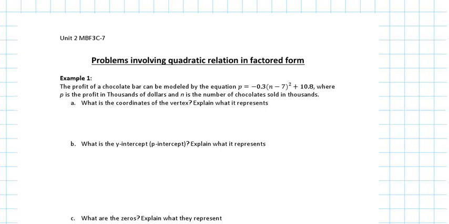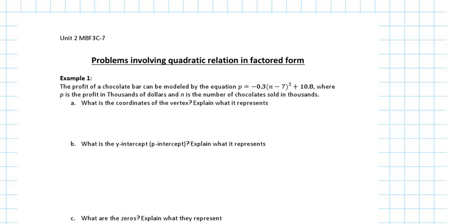So here's the scenario that is modeled in a quadratic format. The profit of a chocolate bar can be modeled by the equation P equals negative 0.3 (n minus 7) squared plus 10.8, where P is the profit in thousands of dollars and n is the number of chocolates sold in thousands. What is the coordinate of the vertex? Explain what it represents.